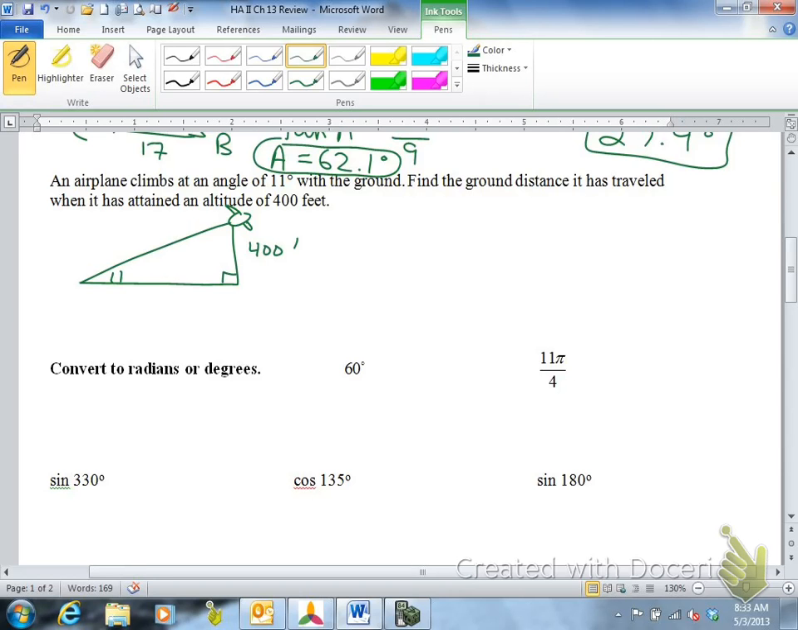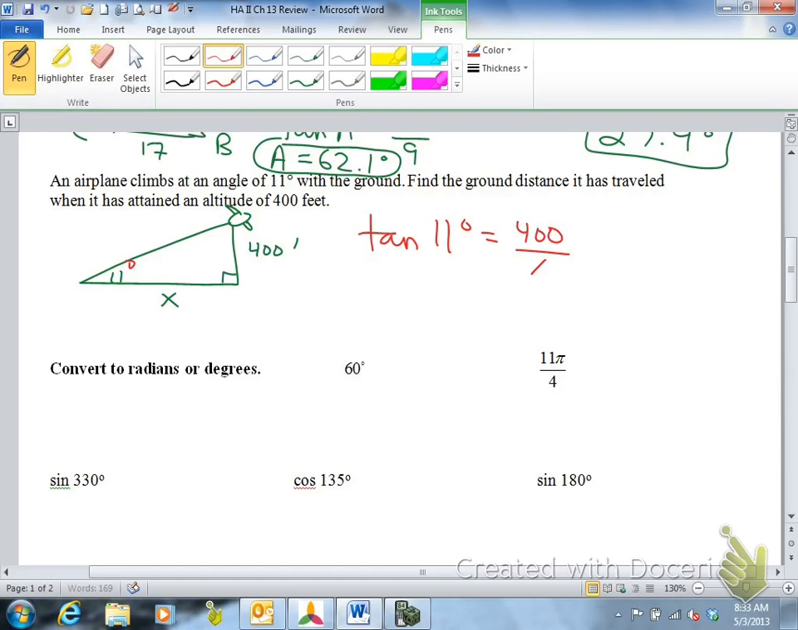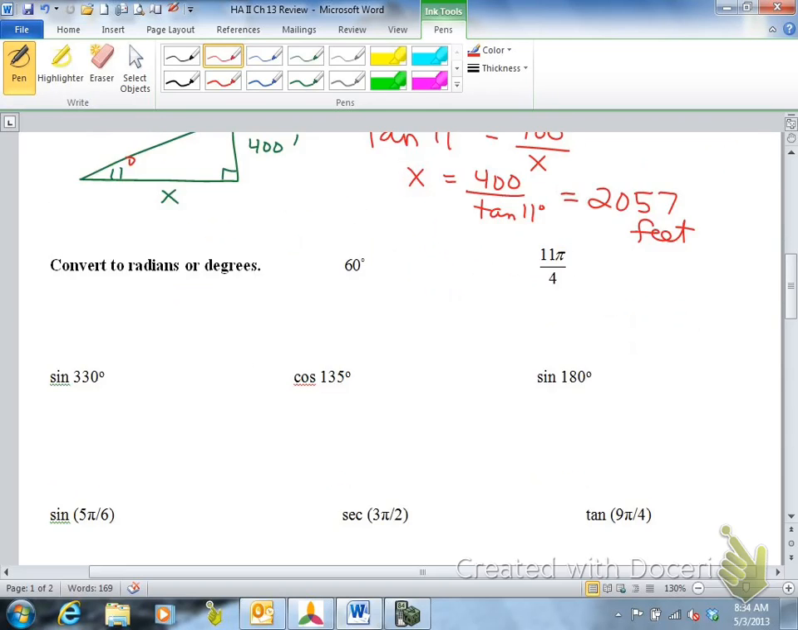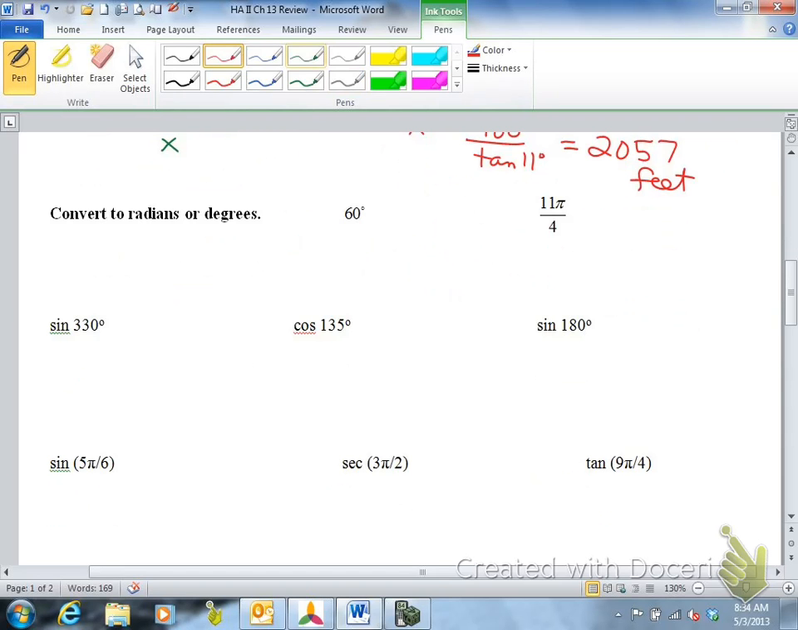You want to know the ground distance, so what trig ratio should we use? Tangent. Tangent of 11 degrees equals 400 over x. In solving this, you multiply both sides by x and then divide by tangent 11 degrees. And what answer do we get? 2,057 feet. So you just round to the nearest foot. It's probably most realistic.